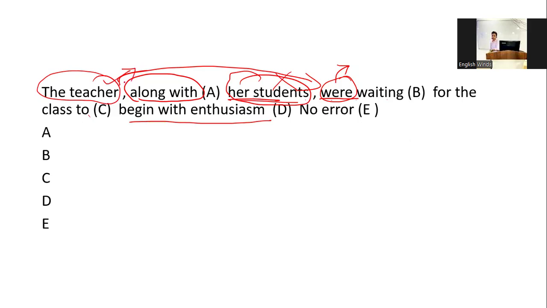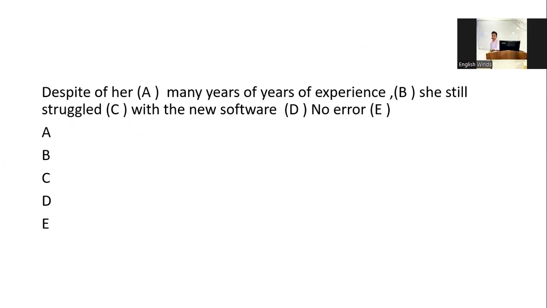So the teacher is singular or plural? Obviously it is singular. So according to singular, we need to have, and here what will be? It will be was. Always remember. So the error is in part B. Hope it's clear. Now let's go ahead. Very easy question. In case you are very good at speaking English, you can definitely get this answer.